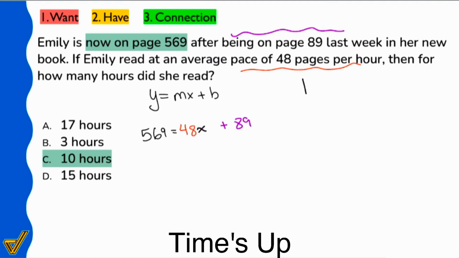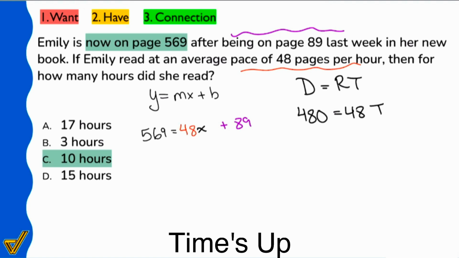If you wanted to use distance equals rate times time, you would instantly have 480 equals your rate of 48 pages per hour times time. The way that you get 480 is because you're looking at the number of pages that were read to understand the time that we were reading for. And so you take the difference of 569 and 89 to get that 480.